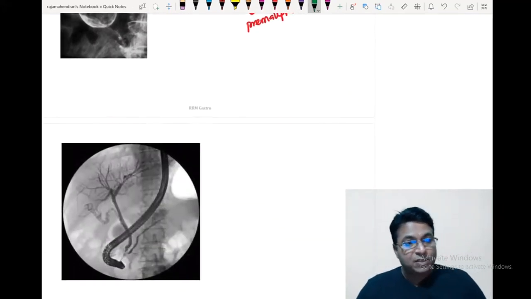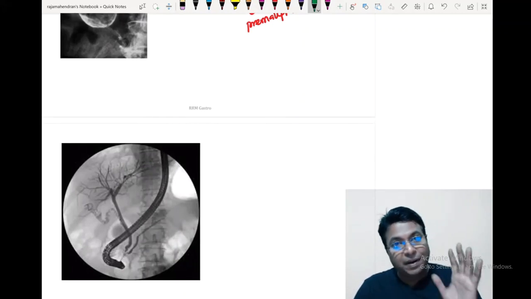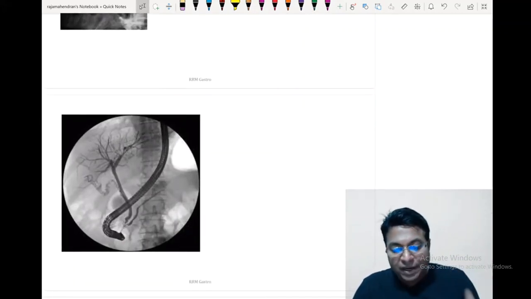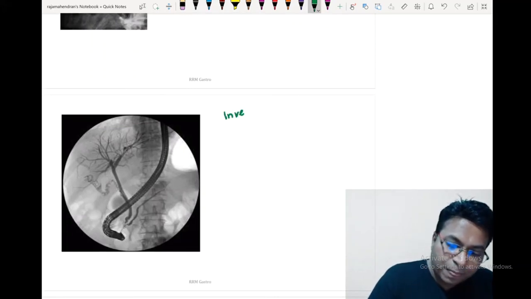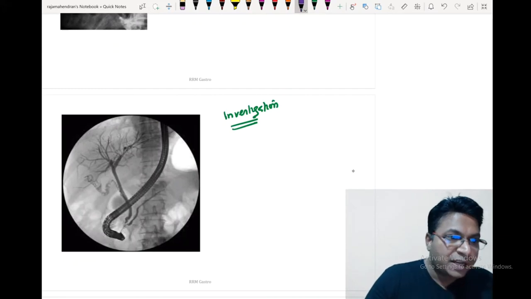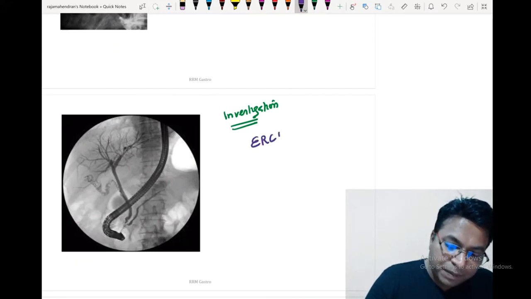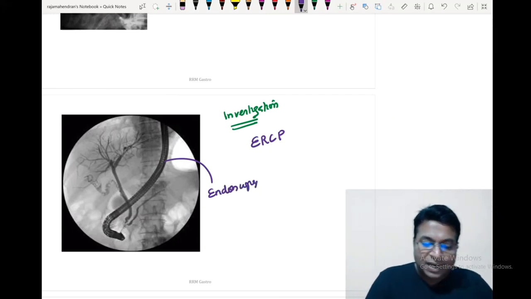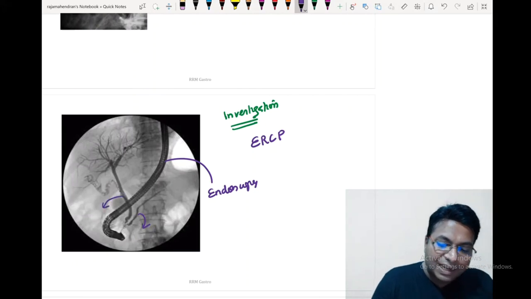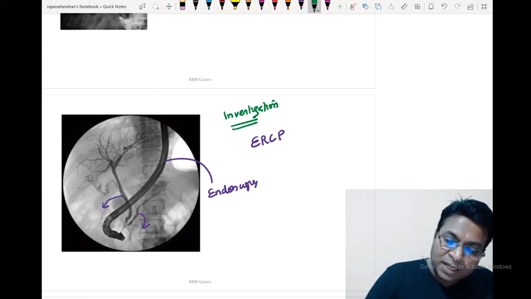So dear guys, please don't forget this question. This question is repeatedly asked in the FMG exam. I don't know why many of them are answering this again and again wrongly. What is this investigation known as? It is known as ERCP. You can see the endoscopy here. That's a side viewing endoscopy. With the endoscopy, I am pushing contrast into the pancreatic duct and bile duct and studying that. So this is endoscopic retrograde cholangiopancreatography.